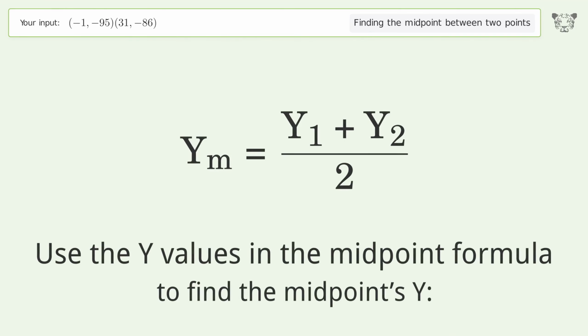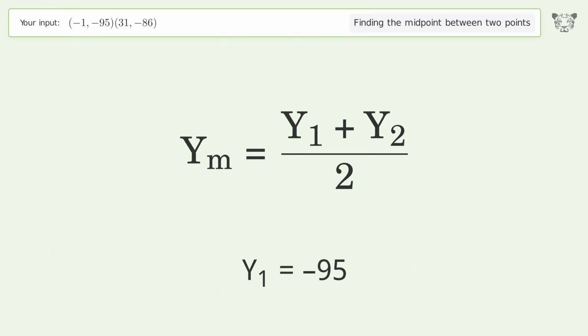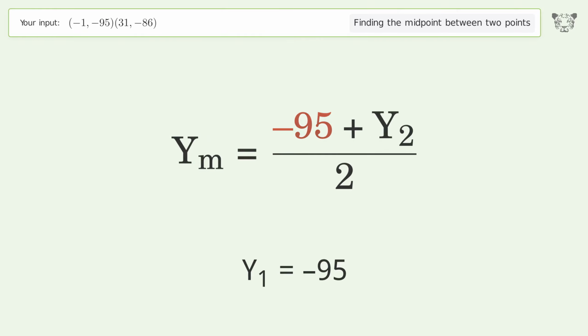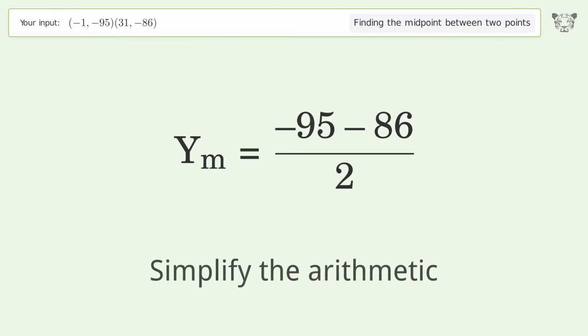Use the y values in the midpoint formula to find the midpoint's y. y1 equals -95. y2 equals -86. Simplify the arithmetic.